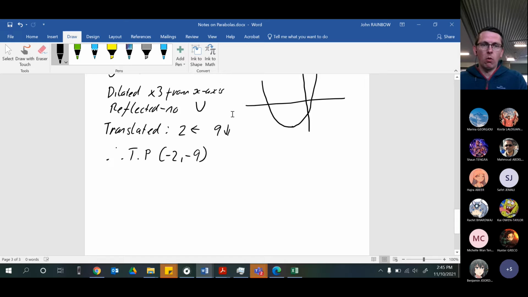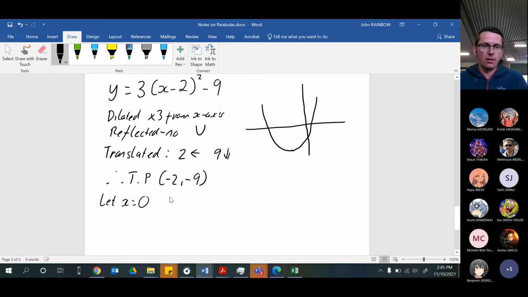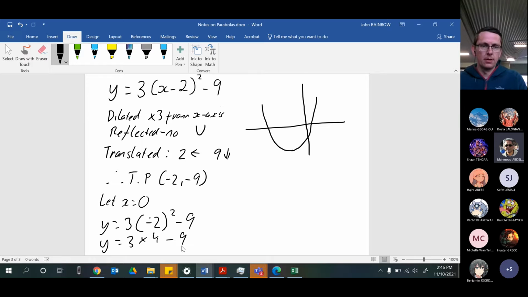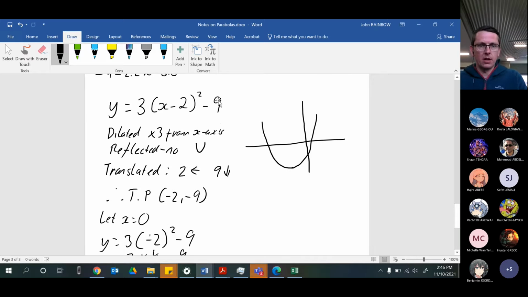So let's find our y and our x-axis intercepts. We're going to let x equal 0 to find our y-intercept. The equation was y equals 3 bracket -2 squared minus 9. So y equals 3 times 4, yes? How is the turning point -2 and -9? Ah, it should be +2, -9. Thank you. I had gone the wrong way.